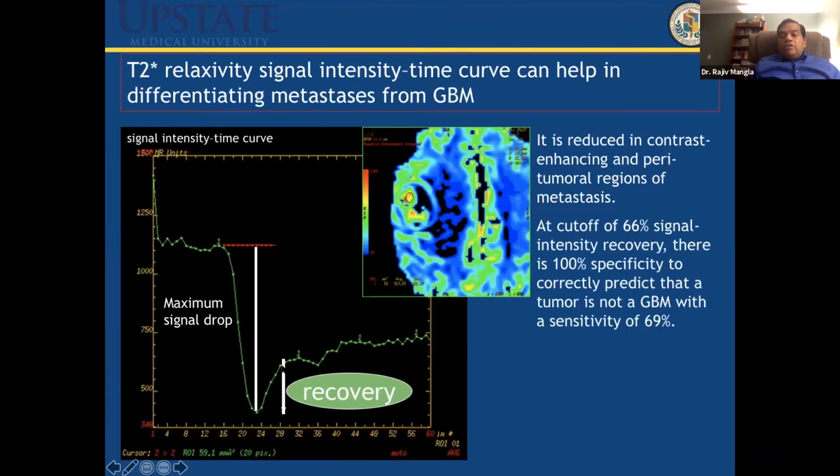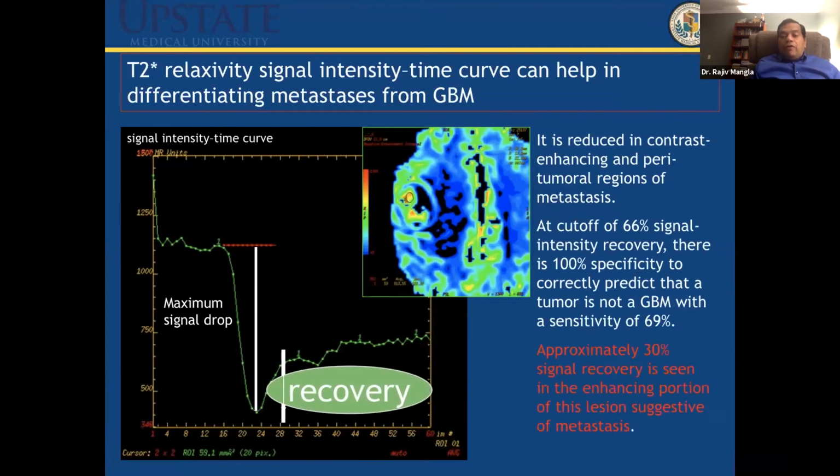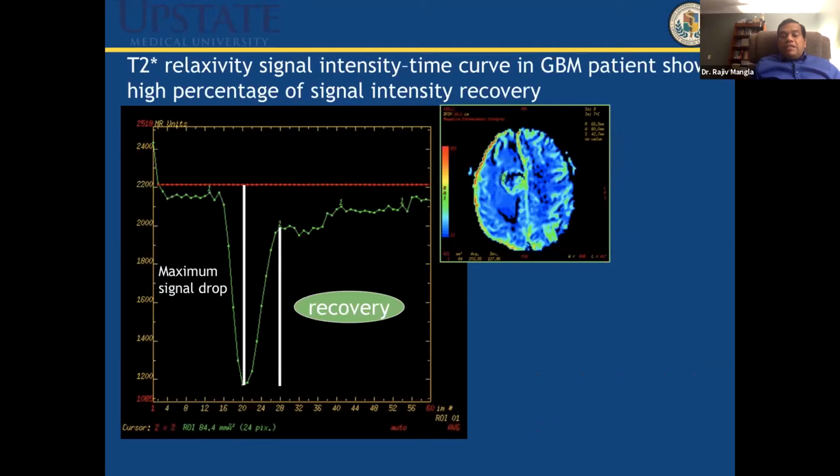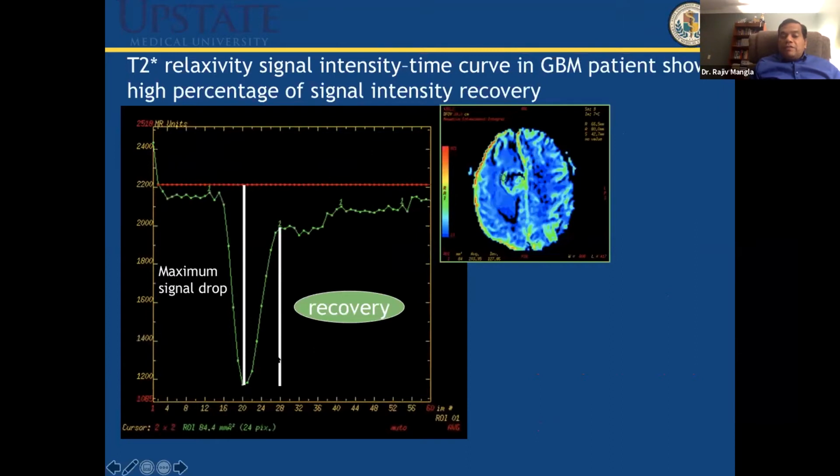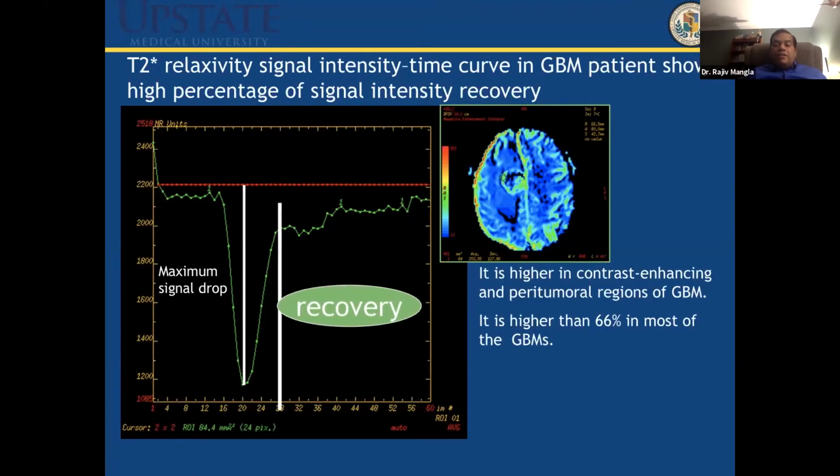it doesn't come back. So what we found in cases of metastasis was very little recovery. In cases of GBM, the recovery was better. And the reason for it, we know, is that the blood brain barrier in GBM is a little bit broken, but not as in metastasis, where there is no blood brain barrier. So that's why we have these types of curves. So this can be exploited as a phenomenon to see the difference between GBM and metastasis.